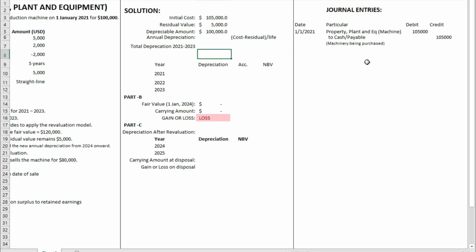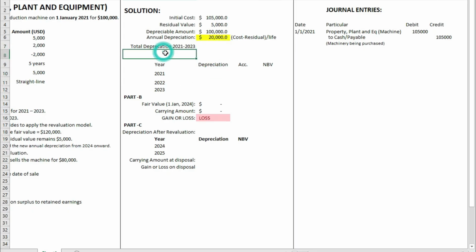Now we will calculate the annual depreciation. It's very straightforward: cost minus residual. It means we have the depreciable amount there, which is divided by our total life, which is 5 years. So our annual depreciation would be 20,000, and the total depreciation for 2021 to 2023 we will now calculate. For calculating the complete depreciation table, we will have to add the depreciation of the first year. It's the straight line method.